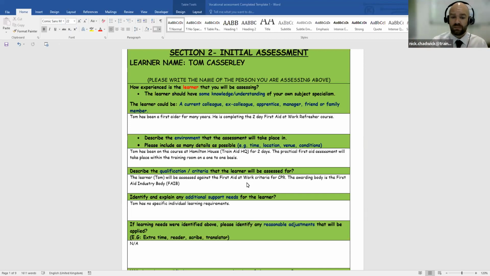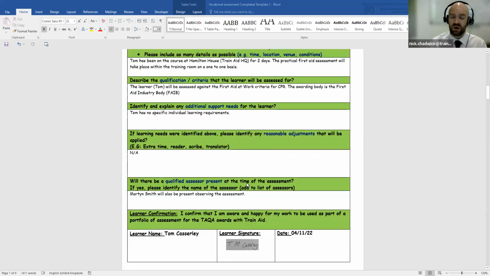Okay, so in terms of the initial assessment form, there are some other questions that look at whether or not the learner needs any type of support, any reasonable adjustments. So if the learner does require extra time, a reader, a scribe, that's absolutely fine. Please do write that down and make those reasonable adjustments as well. That's absolutely fine to include as well.